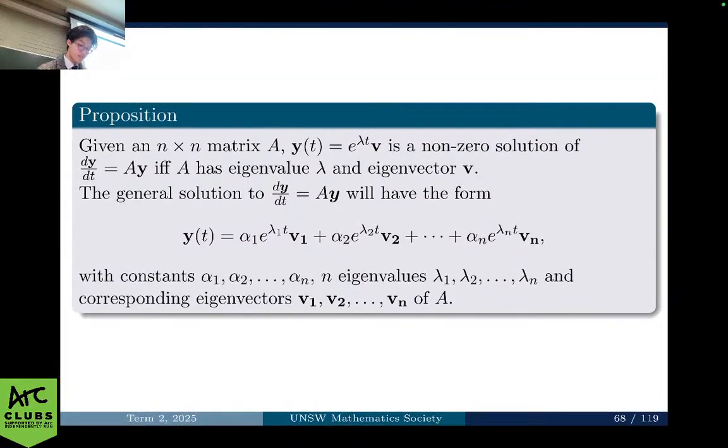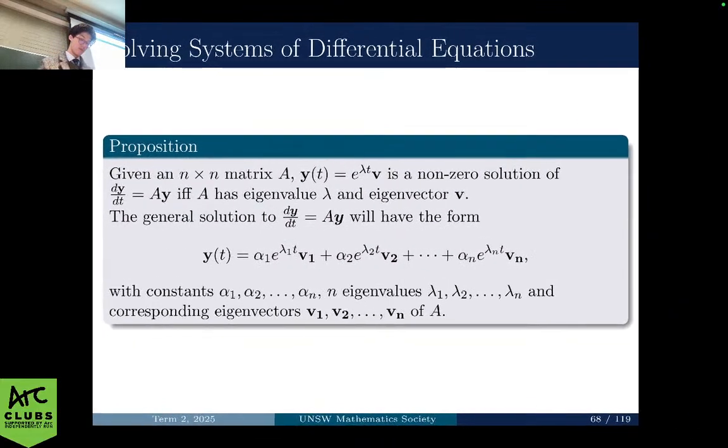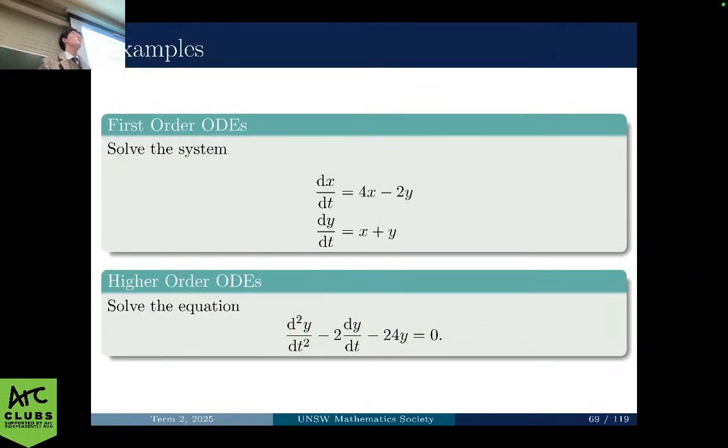Which means the general solution would take this form, with constants a1 all the way to an, n eigenvalues from lambda 1 all the way to lambda n, and then our corresponding eigenvectors v1, v2, corresponding to the eigenvalues lambda 1, lambda 2, all the way to lambda n of A. That will make a lot more sense when I actually attempt the question. So let's take the first order ODE first.